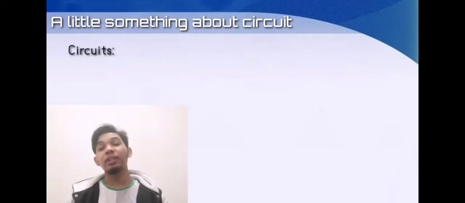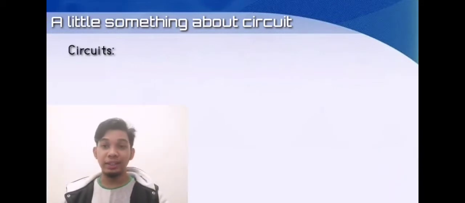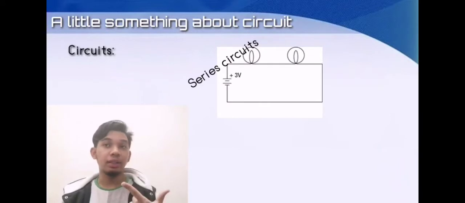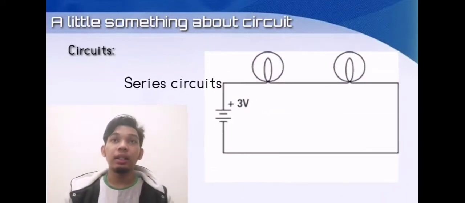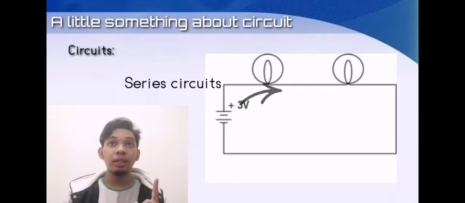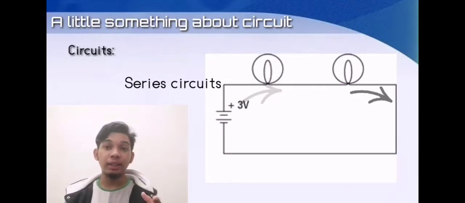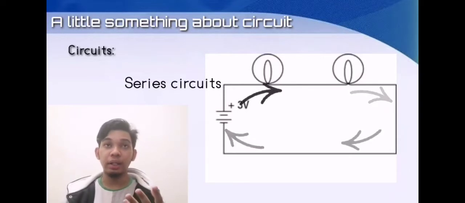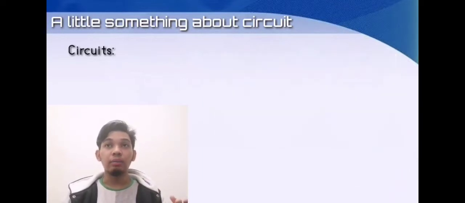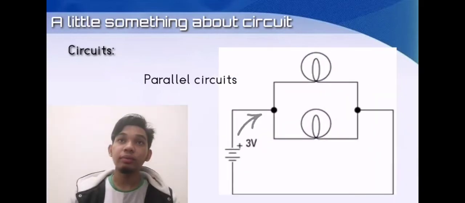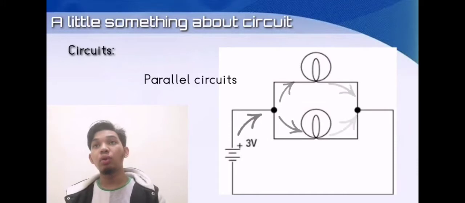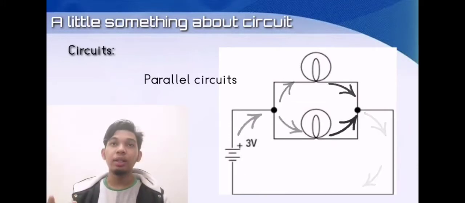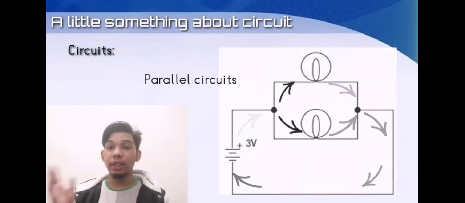Next, we go to the types of circuits. We have series circuit and parallel circuit. The current in a series circuit flows along only one path, as all parts in the circuit are connected to each other. Meanwhile, a parallel circuit has more than one path, so the current can flow on different paths from the positive end to the negative end.